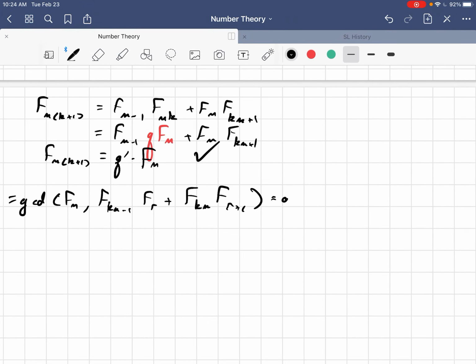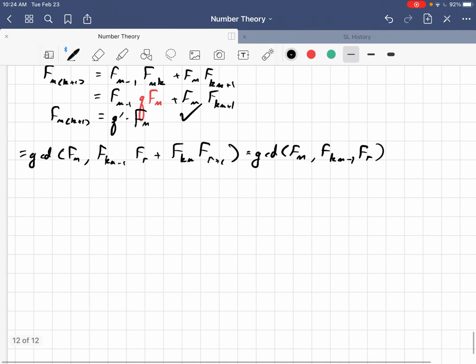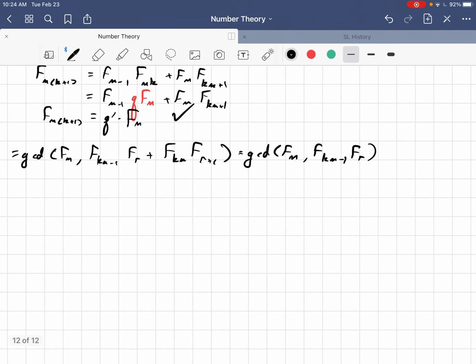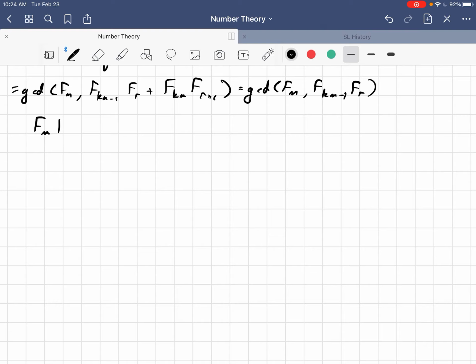And so now I get that that's equal to the GCD of f sub m, comma, f sub km minus 1, f sub r. And now we've simplified things greatly here. So now if f sub m divides f sub mn, basically I'm going to want to reduce this even further so that I can get rid of this yucky factor of f sub km minus 1.